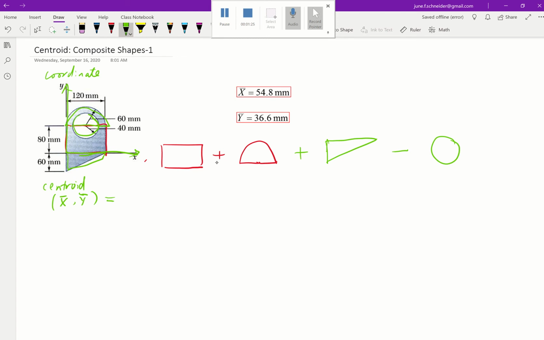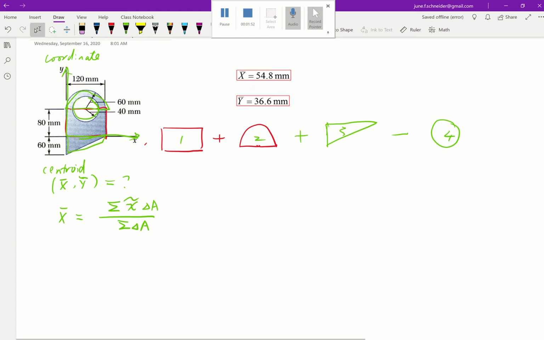Then remember the centroid has a formula. There are two, but for the common shapes, we are going to use this formula. X bar is going to be the summation of x tilde delta A over the summation of all those areas. For this problem, there are four shapes: one, two, three, four. So those are four delta A, four different areas. Y bar is going to be over the summation of all the areas, the same, but the numerator here is y tilde delta A.